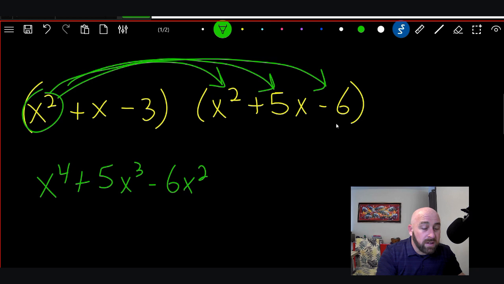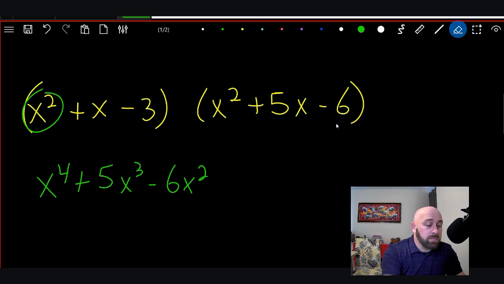-6x squared. If you're still struggling with that multiplication, I don't have time to go back and teach it to you here in these videos, so I'm just doing it with the assumption that you know how to do it. If you don't know how to do it, you need to go back in your book and figure out how to do this, because these concepts are vital. You can't do this if you don't know how to multiply terms.